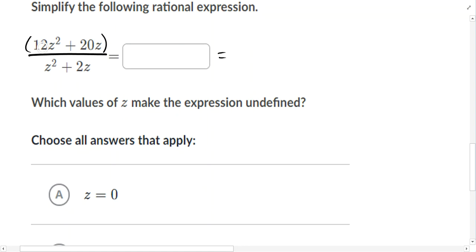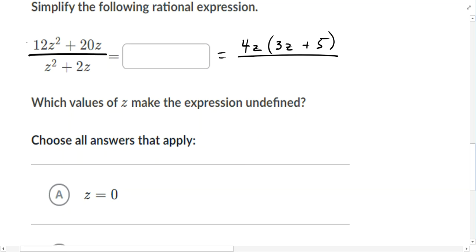And I know 2 can divide both of these, but a number larger than 2 that goes into both might be 4. So I'm going to use 4 as my common factor. I have a z that's common to both, so I'll call 4z my greatest common factor. And after I divide this term by 4z, I'm left with 3z. After I divide this term by 4z, I'm left with 5.